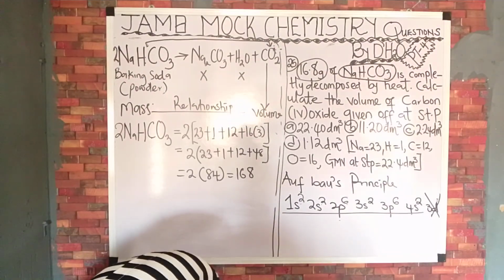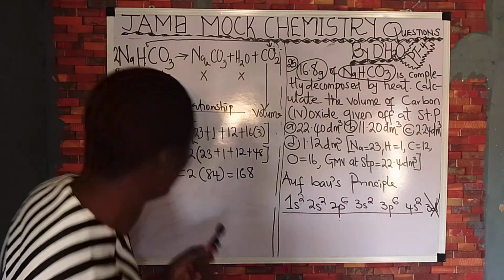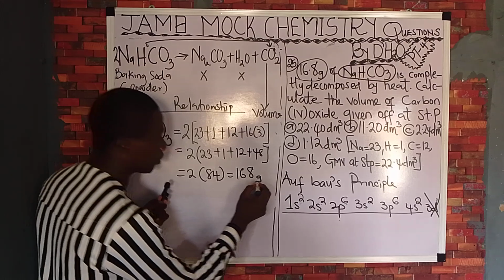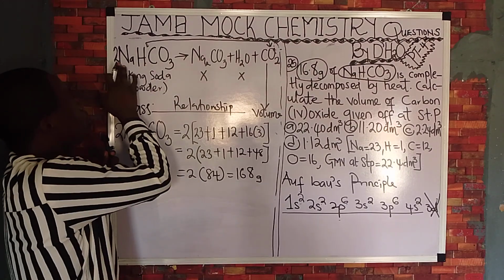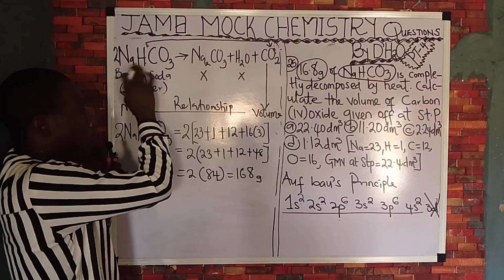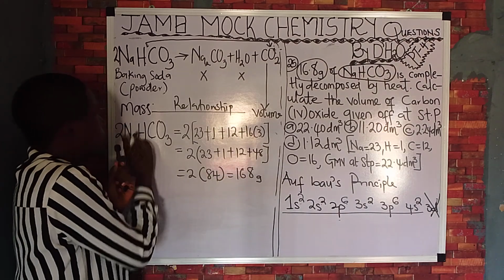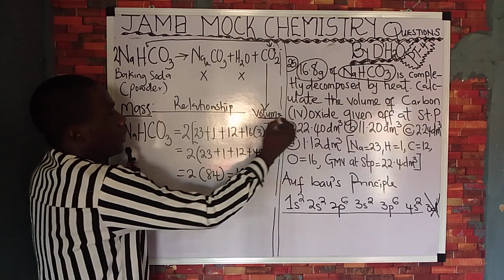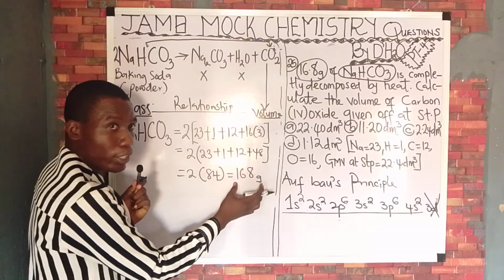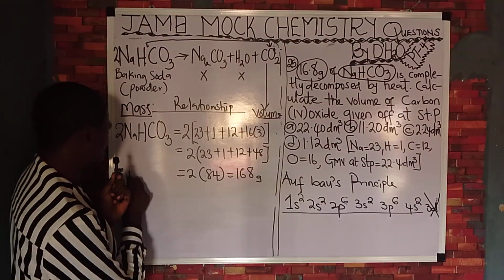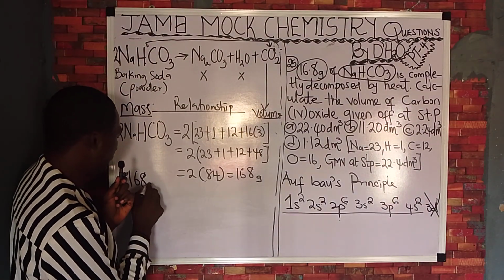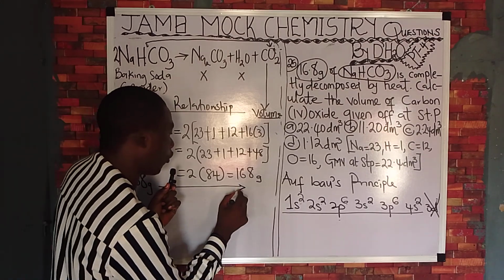Let's confirm that. Yes, you have 168 grams. So the molar mass is for 2 moles, not 1 mole, because that's what we did, we multiplied by 2. Because we have a mass to volume relationship, we can say that the molar mass of this compound is 168 grams to the volume of carbon(IV) oxide.